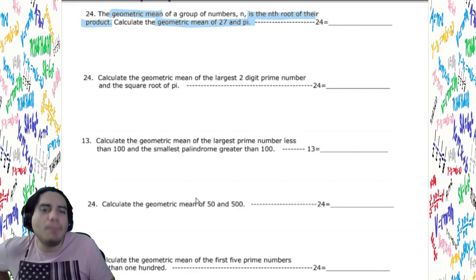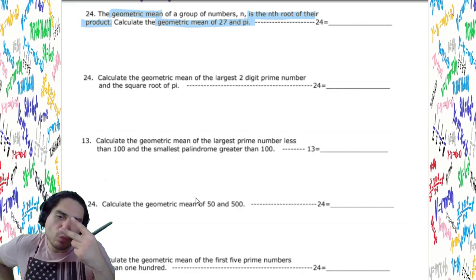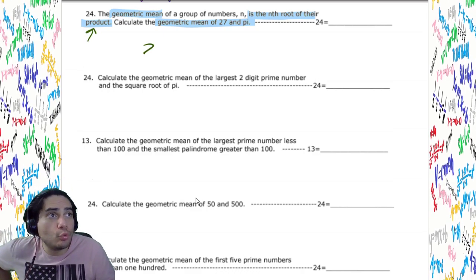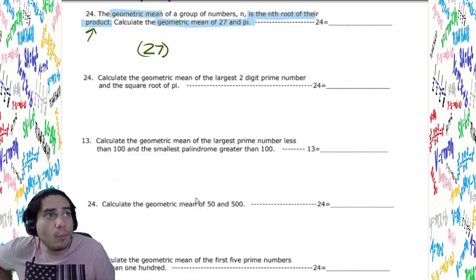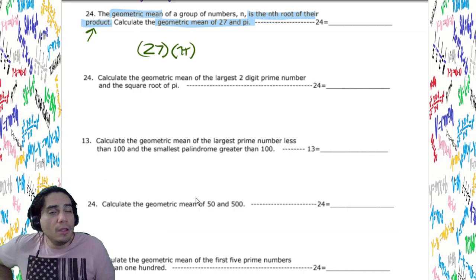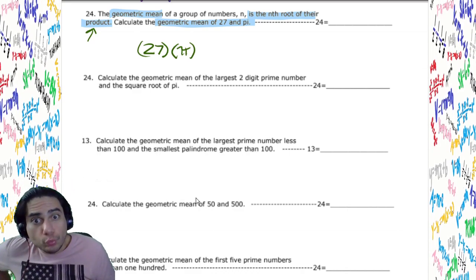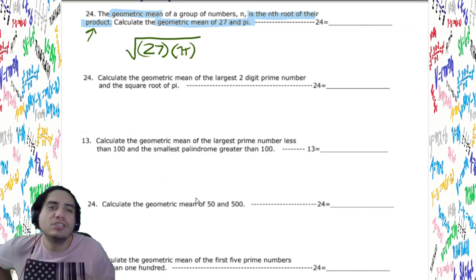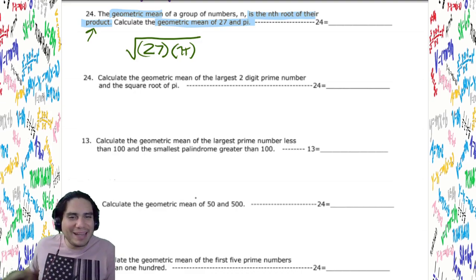So what does it mean by nth root? In this case, we got two numbers, and we're going to do the product. We're going to do 27 and multiply it by pi, all right? But now we got to do the nth root. Since there's two numbers, we're just going to do the square root. And that's all we got to do, ladies and gentlemen.